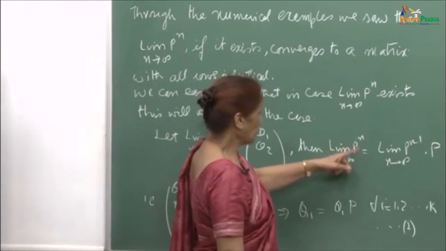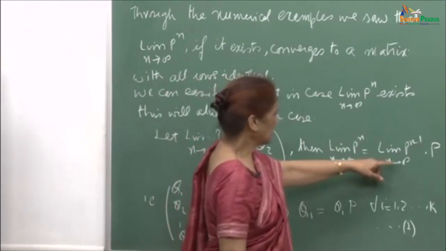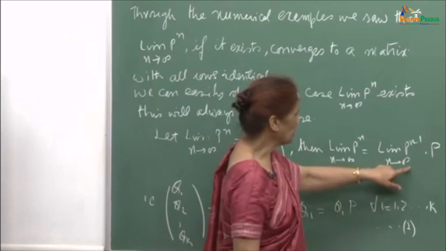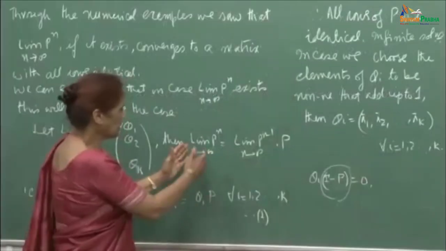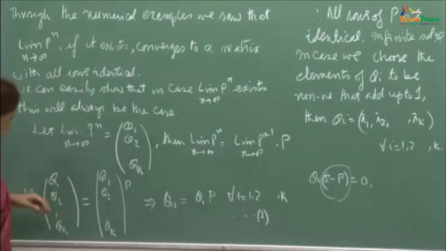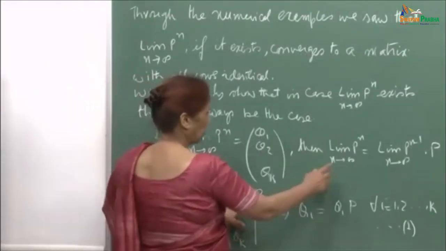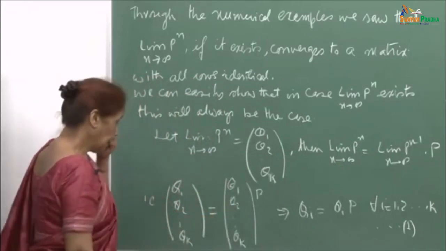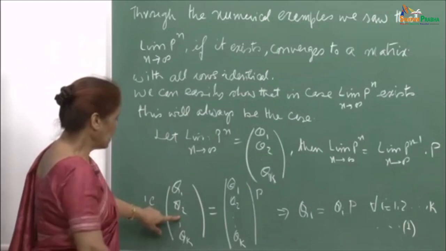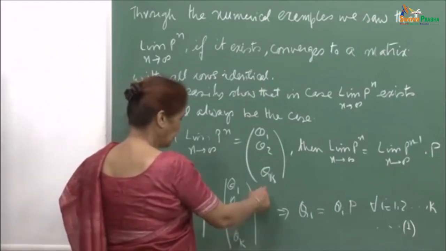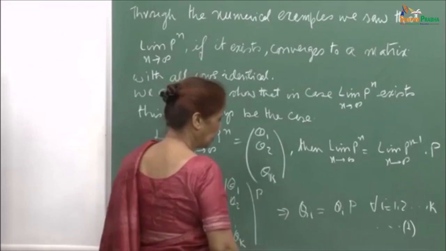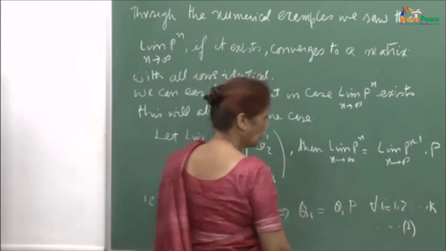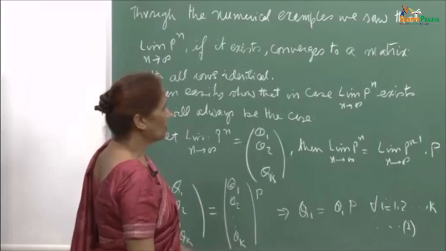Then I can write limit P^n as n goes to infinity as limit P^(n-1) into P as n goes to infinity. As n goes to infinity, this and this have the same value, so they will converge to the same matrix. So, this will be q1, q2, ..., qk is equal to q1, q2, ..., qk times P. So, in the limiting case, this reduces to this system. And then from here, you can say that qi, the ith row here, would be the ith row post-multiplied by P.